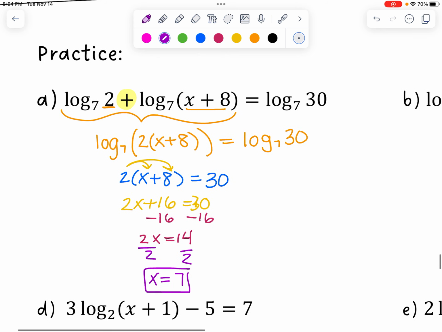Last thing I need to do once I have my answer is check. There's only one log with an x inside, so that's the only one we have to check. 7 plus 8 is 15, which is positive. So we are good. We've got a good answer.